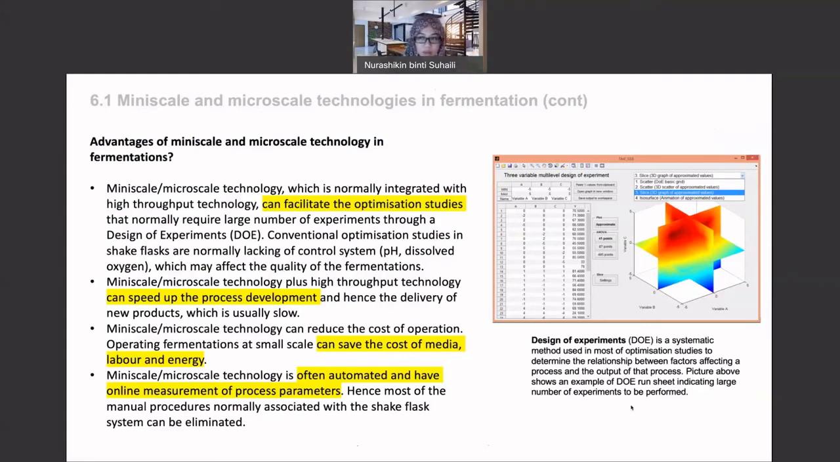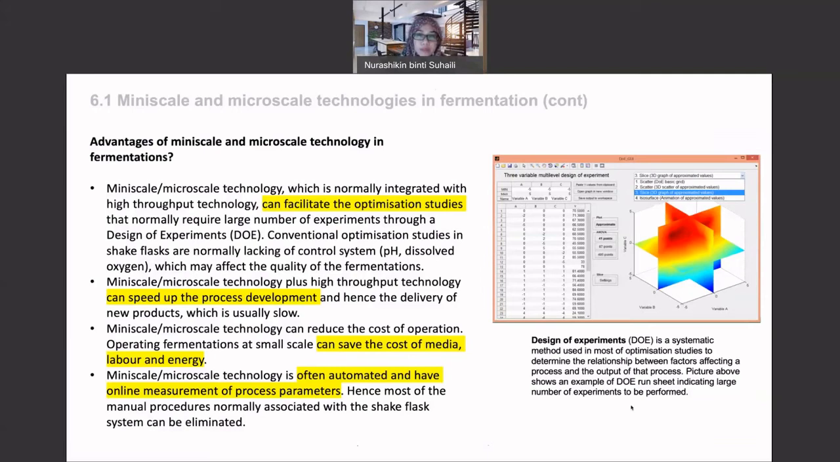Let's say you are talking about 3 parameters, but it doesn't mean that that is the only number of experiments that you will do. Let's say you have to repeat certain experiments because something's not going right during the work. So you have to increase the number. It could be not just 48, it could be maybe 60 or 70. So you can see that the number of experiments under optimization studies is not little. So it involves a large number of experiments. So that is when the miniscale or microscale technology, if let's say it's integrated with the high throughput technology, will benefit the operators.